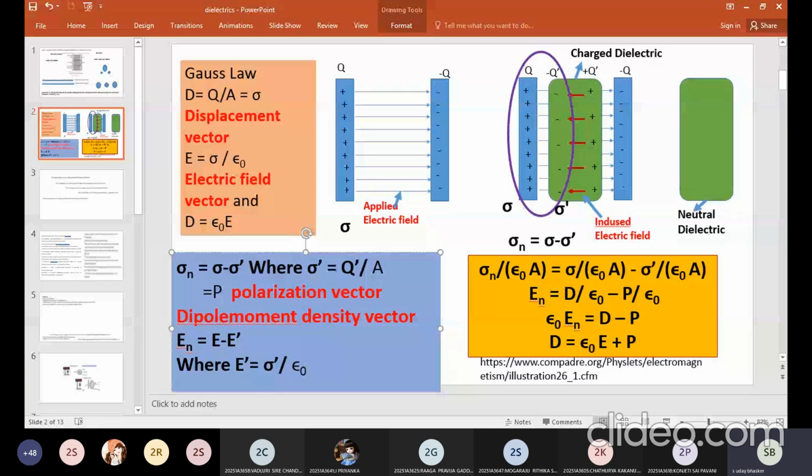I don't know whether you understood or not. That means the total dipole moment per unit volume. So P bar is also called total dipole moment per unit volume, or it can be called the induced charge density vector. This Q dash is the induced charge by area A. Okay, induced charge density vector.